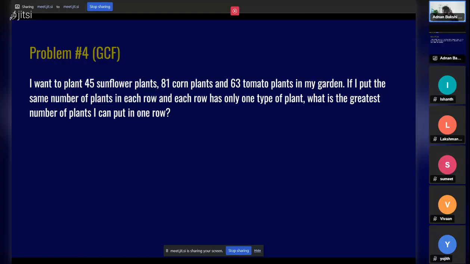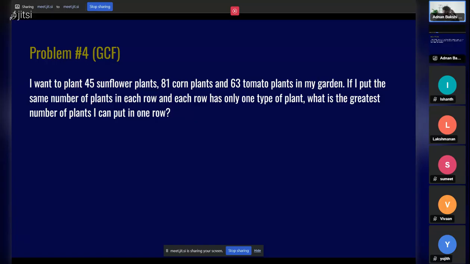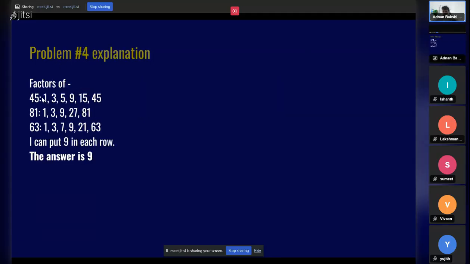Okay, Lakshmanan, seeing you've said you were done first, can you tell us what you got? I got 9. Good job. You're correct. So these are the factors of 45. These are for 81. These are for 63. And see, 9 falls into all three. So you can put 9 in each row. So the answer is 9. Good job, Lakshmanan.